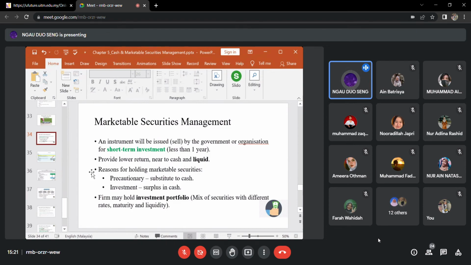So the reason for holding marketable security: why does a company want to buy marketable security? First one, for precautionary, as a substitute to cash, because cash has no return. But for marketable security, at least it has some return. And for investment, surplus in cash. So a firm may hold an investment portfolio, a mix of securities with different rate, maturity, and liquidity.